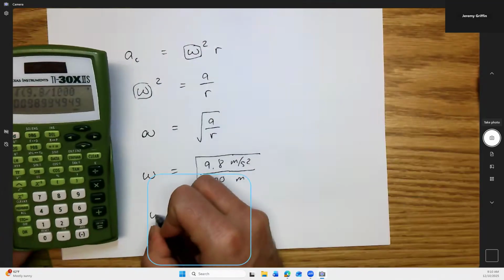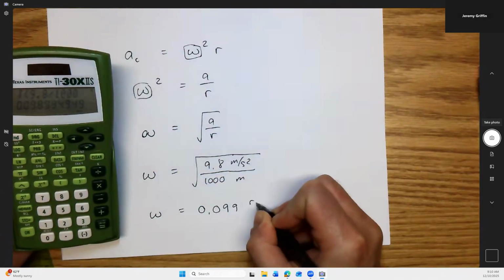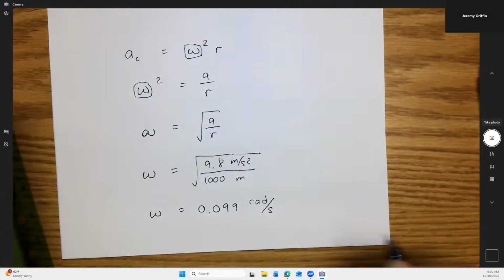Okay, I'm getting omega equals 0.099 radians per second.